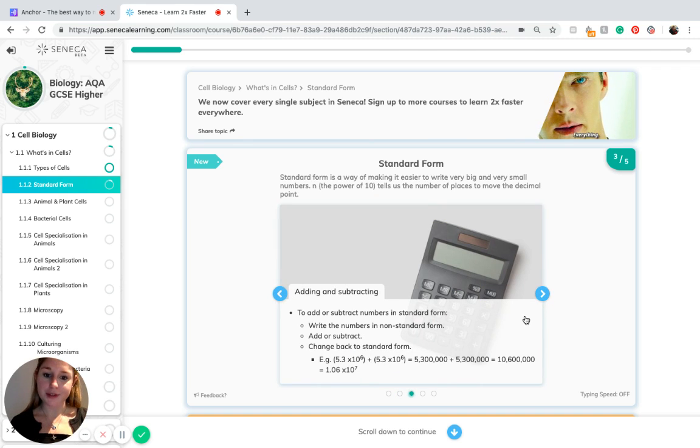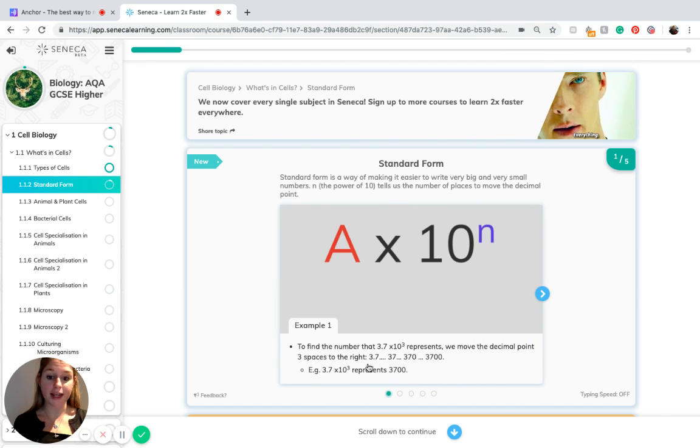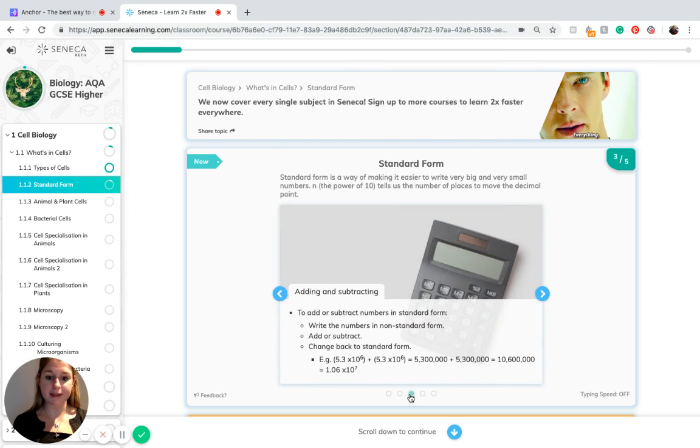If we want to add or subtract numbers in standard form, we first write the numbers in a non-standard form. We then add or subtract the numbers. We then change back to standard form. So with 5.3 times 10 to the 6 plus 5.3 times 10 to the 6, we first convert these two numbers into non-standard form. As it's 10 to the power of 6, we're moving the decimal place, as we know from our previous slide, to the right by 6 spaces.